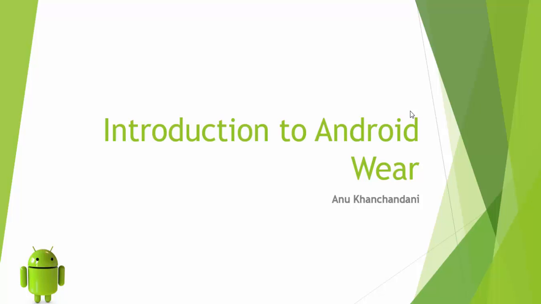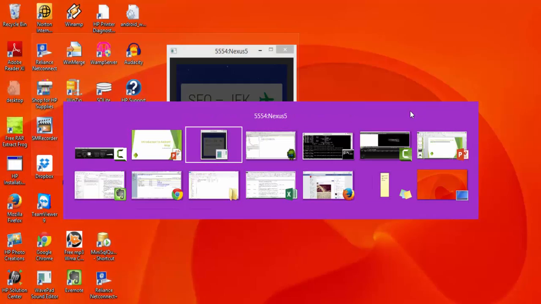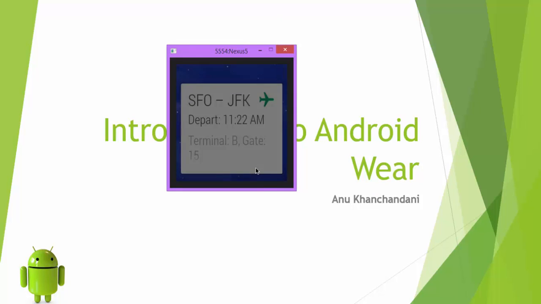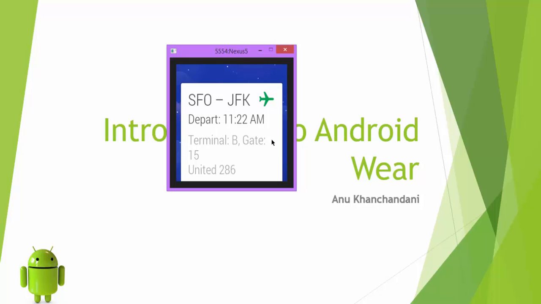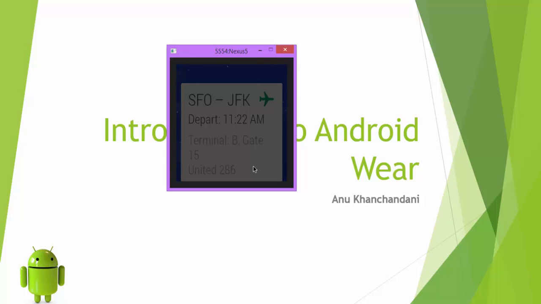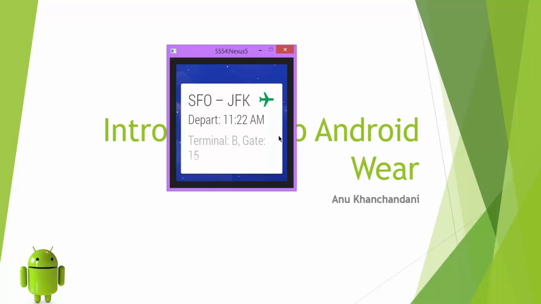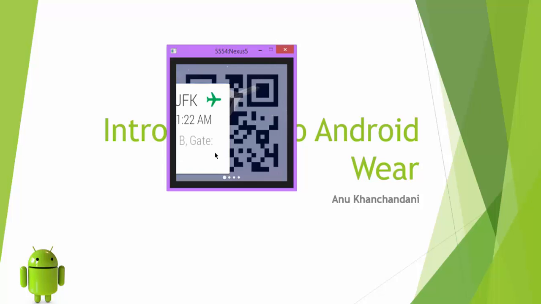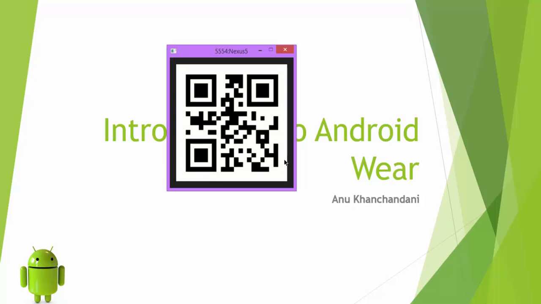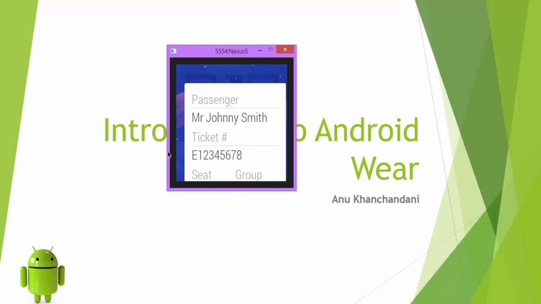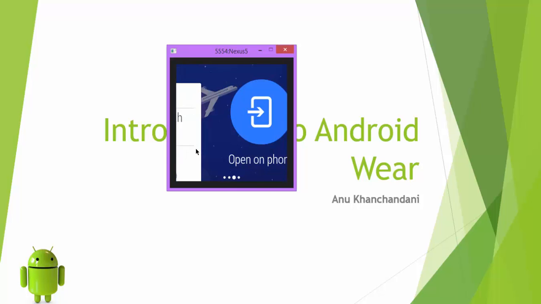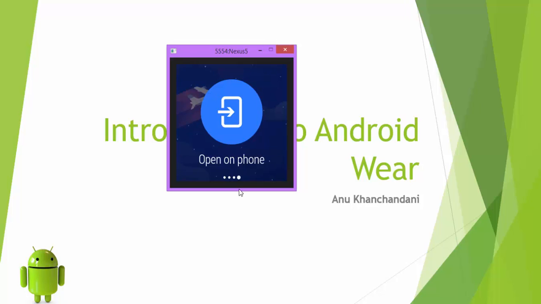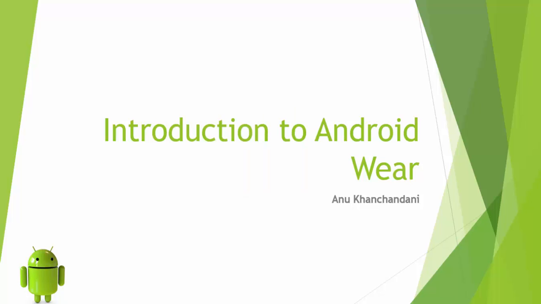So, do you want to be able to create apps which look like this? For example, here if you see, there is a boarding pass and this would show up on your watch. So Android Wear is all about wearable devices which are powered with Android, and most of them as of now being watches. So if you see, this is a boarding pass which tells you the depart time, the terminal, the gate. This is a QR code which you can just scan and make an entry that you are present there, the name of the passenger, the ticket, the seat, and the group. And you could even open this on your phone and you could show it to somebody. So these are the kind of apps that I'm talking about when I'm going to talk about Android Wear.